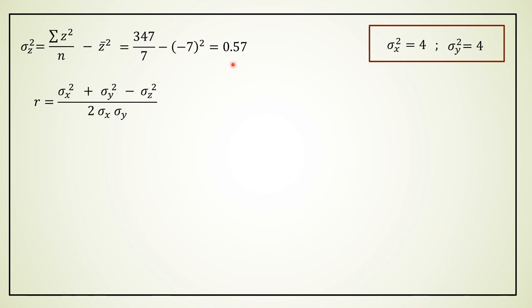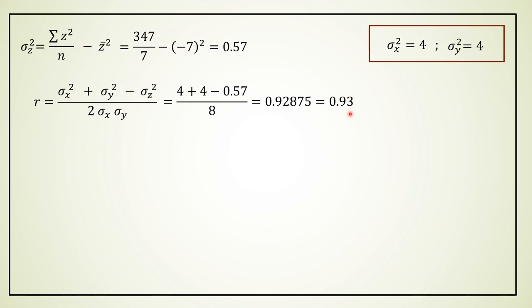Now let me substitute it in the formula. So you have the coefficient of correlation R is given by sigma x square plus sigma y square minus sigma z square divided by 2 into sigma x sigma y. So substitute the values of sigma x square, sigma y square, sigma z square and sigma x and sigma y, so that the coefficient of correlation R is equal to 0.93. So that completes the first part of the question.